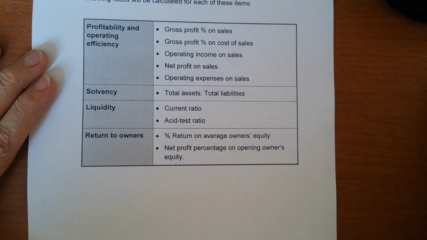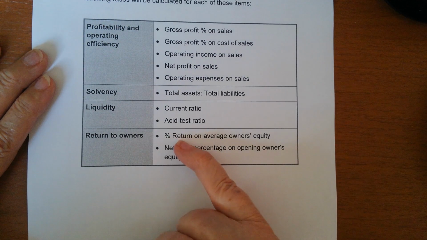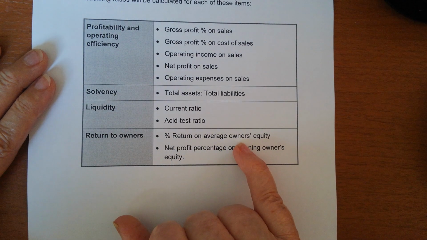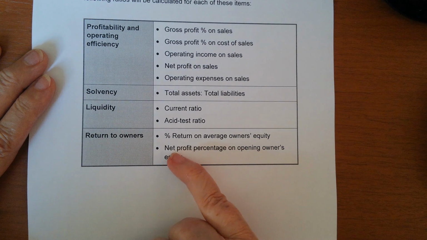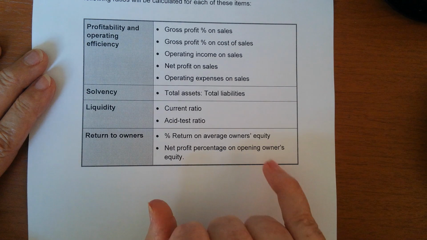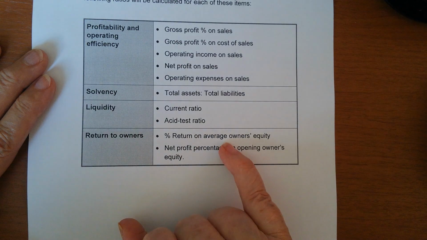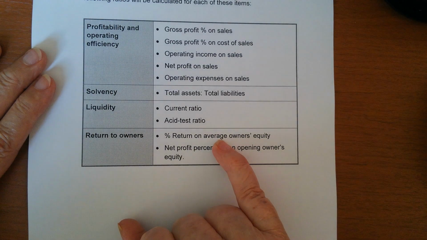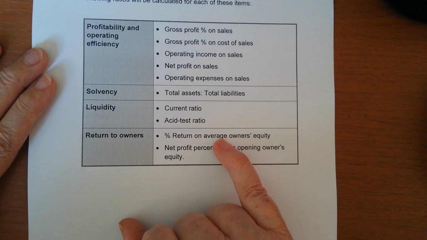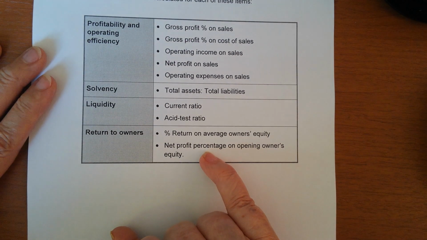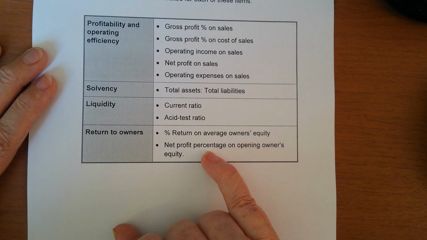Okay, return to owners is how much money did the owners make out of this business, so the profit that they made. So you will work out the percentage return or the percentage profit on the average owner's equity, or they can ask you to work out what is the percentage profit on the owner's equity at the beginning of the period. So for return on average owner's equity, I take my capital balance at the beginning and the end of the year, and I divide it by 2 to get the average. Here I will only use the opening balance of my capital account.